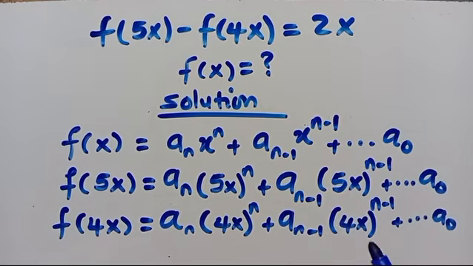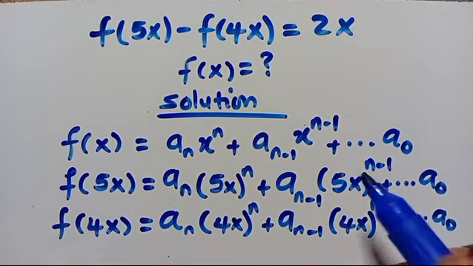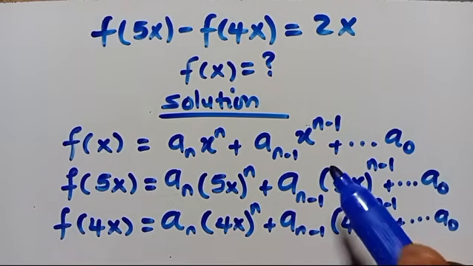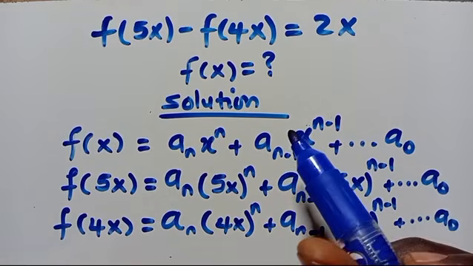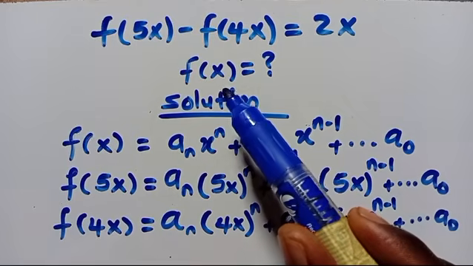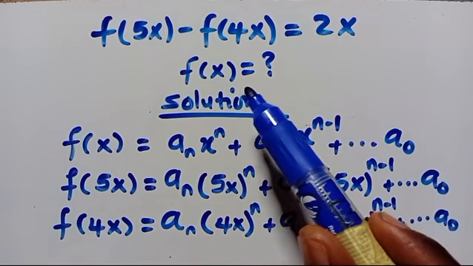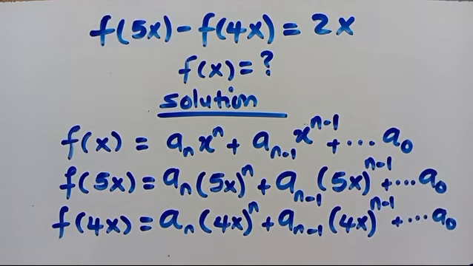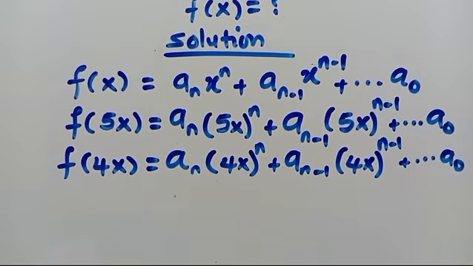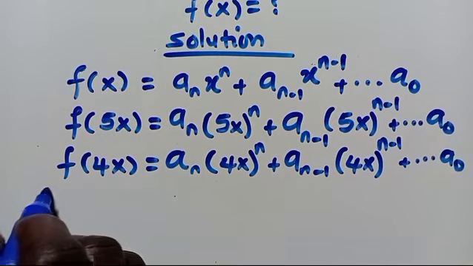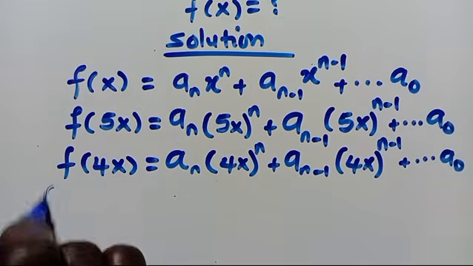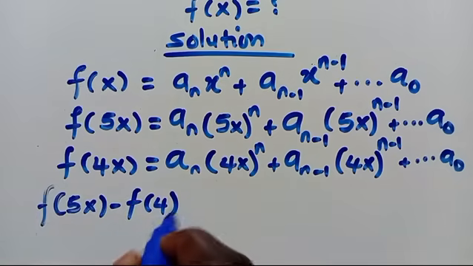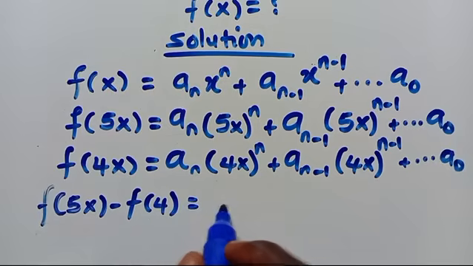Now from here, the reason why we have to introduce this general polynomial expression is because we have no idea of what will be the degree of this f(x) that we are asked to find. So we have to introduce this. Now from here, we want to obtain f(5x) minus f(4x) that we say equals 2x.